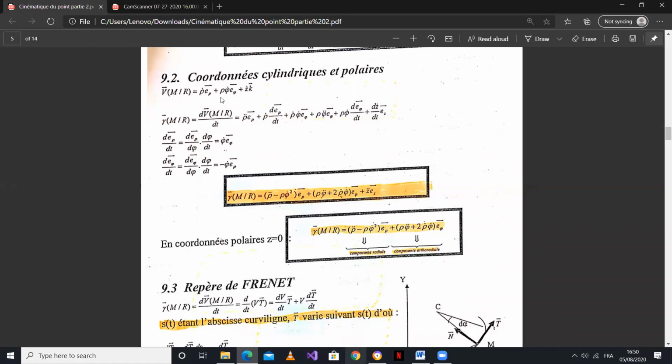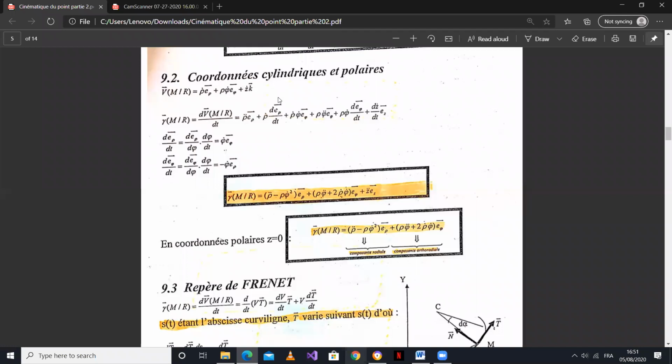So we'll begin by deriving rho and keeping these two constant. So when we derive rho par rapport au temps, that's going to be rho point. That's why we have rho point, phi point, e_phi. We've derived rho and we've kept these two constant. So you see phi point, e_phi. And we've derived rho. That's why it's given us rho point.